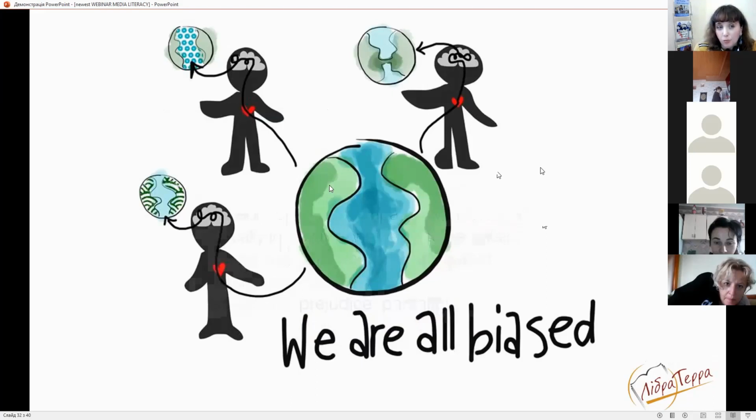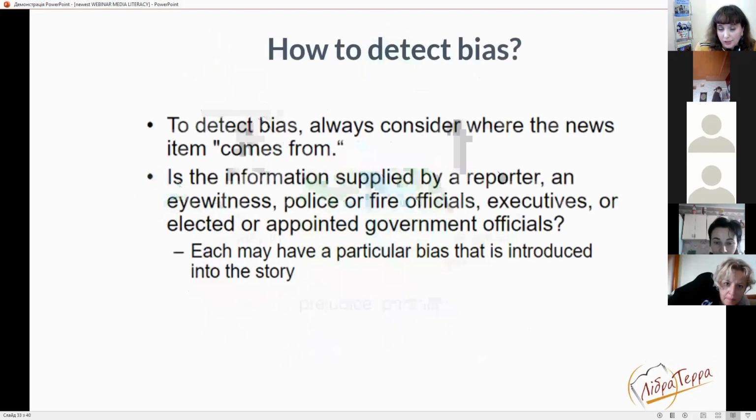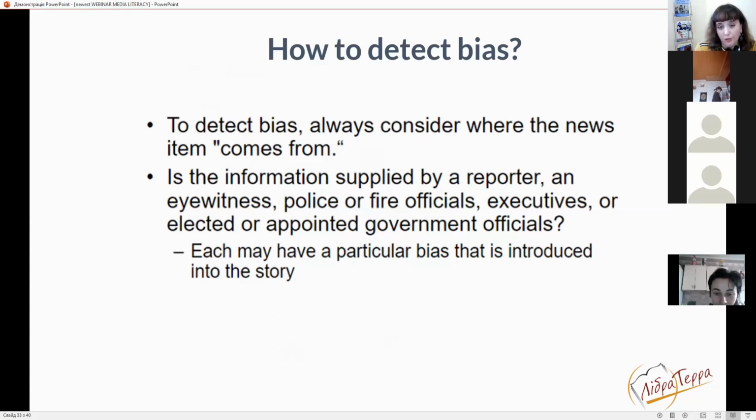And why it's important to remember when we think about media is because all media is created by people. And all of these people have their own biases. So when you're reading an article, think about this. Who wrote this article? What do you know about this person? What kind of bias this person may have? All of these questions help you to analyze and better understand the message behind the story you're reading.